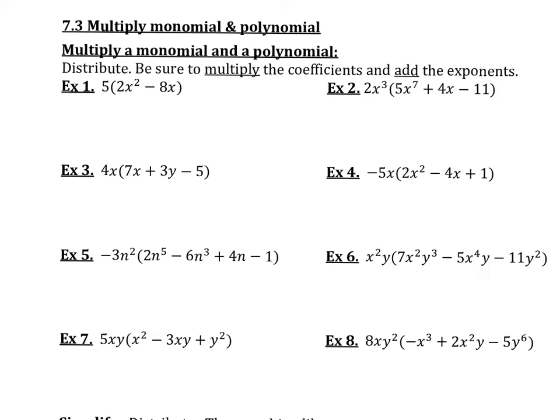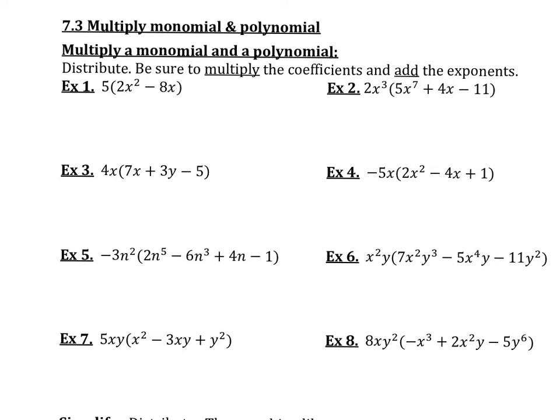Okay, in section 7.3, we are going to multiply a monomial and a polynomial. Now, we have done this before because this is a monomial and this is a polynomial. So we're basically doing the distributive property, but there will be more variables and more exponents involved. As a reminder, when you multiply two monomials, you multiply the coefficients and you add the exponents. So let's look at example 1.